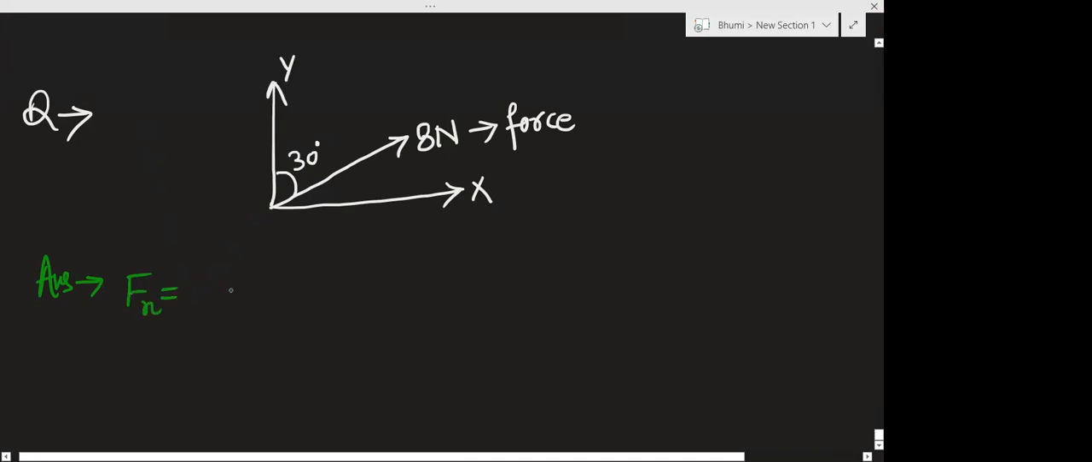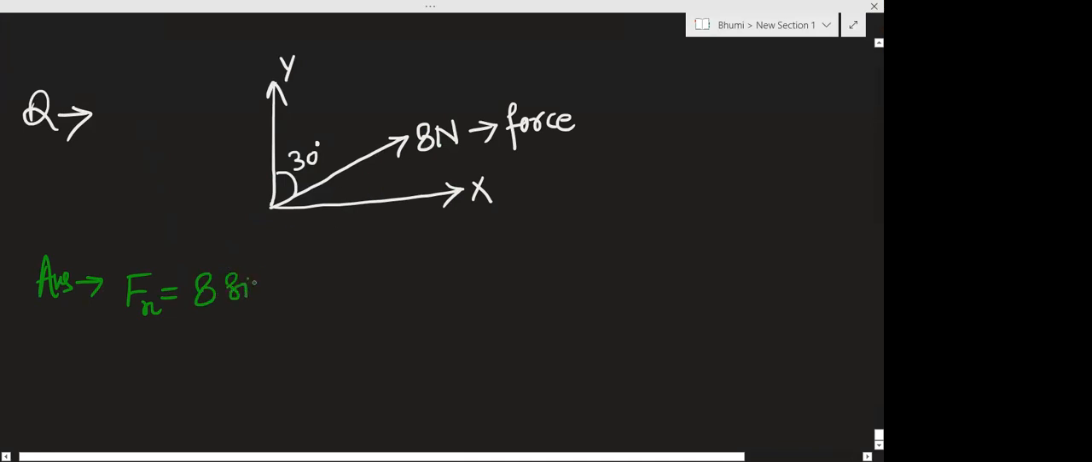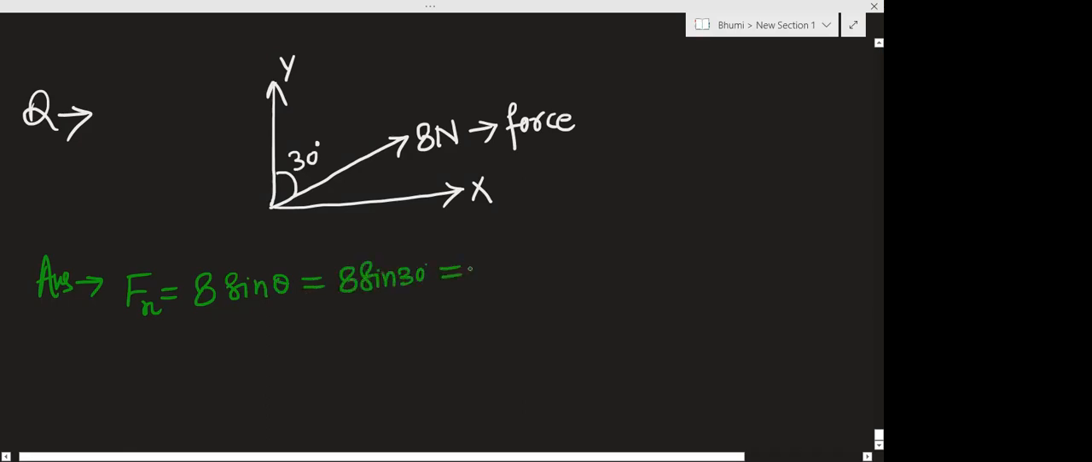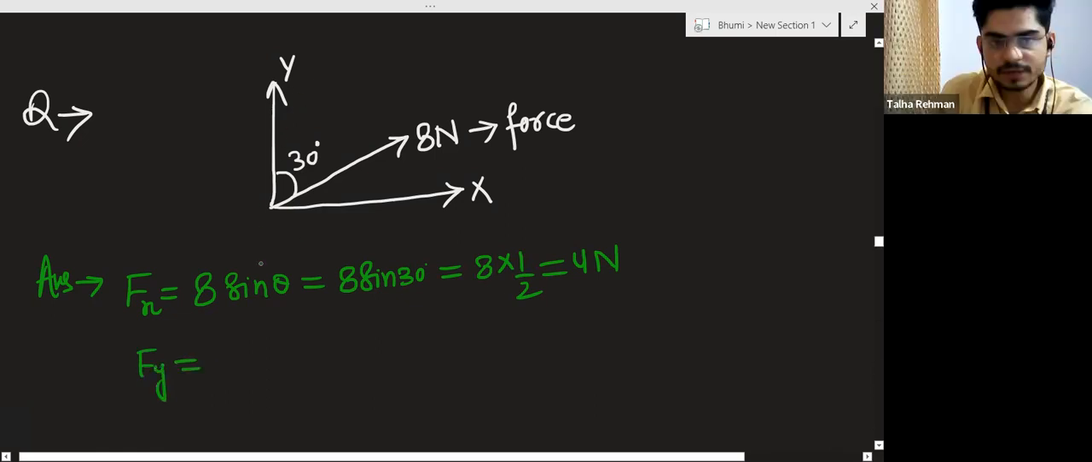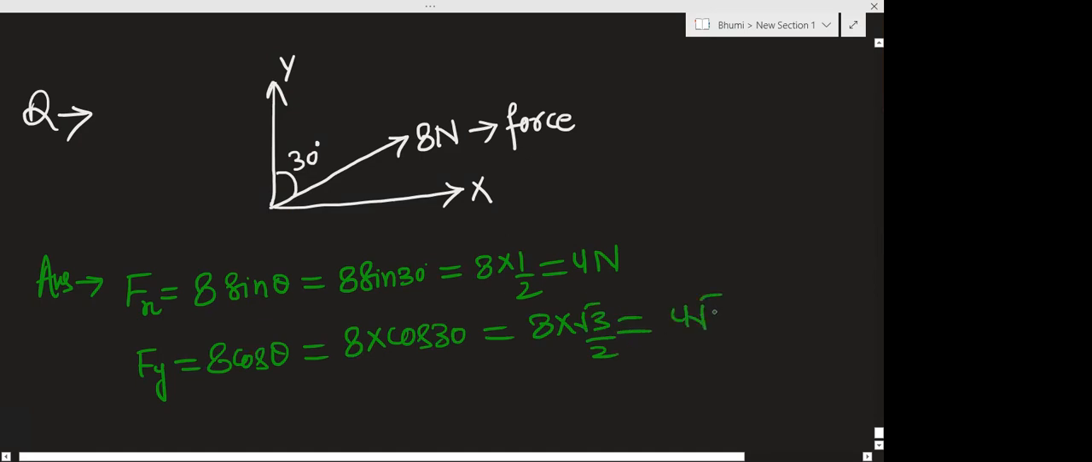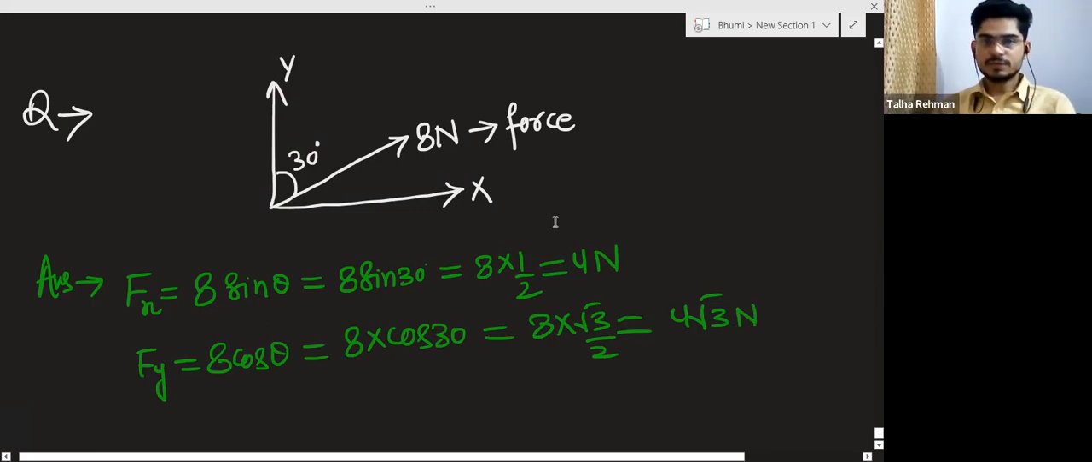It's sine theta. Very good. 8 sine theta. Very good. 8 sine 30. Yeah. This will become 4 Newton. Yes. Fy will become 8 cos theta, into cos 30. That will become root 3 by 2. 4 root 3 Newton. Okay. So please note it down.